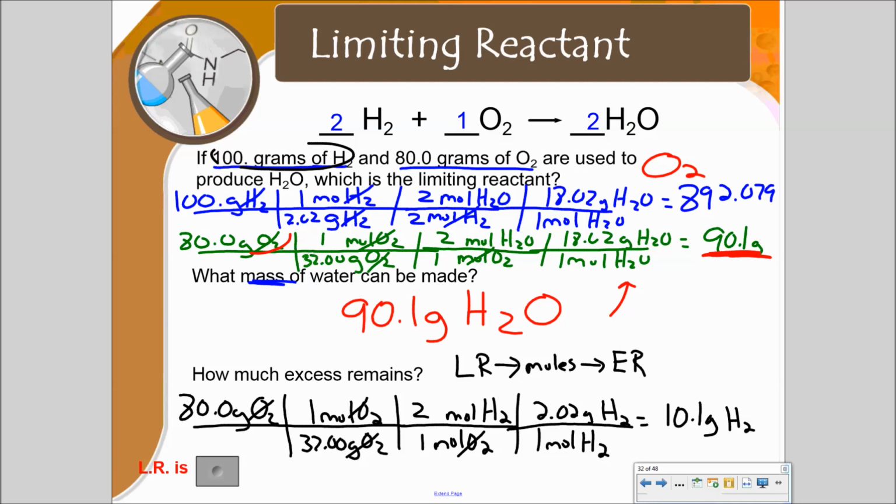But that's not our excess. That is what is used up. So to find out how much we actually have, we started out with 100 grams. We used 10.1 grams, and so what we have left is 89.9, which is 90 grams, using proper significant digits, because with subtraction, we just look at the number of places beyond the decimal. So the answer here is 90 grams. So we go from our limiting reactant, convert to moles, get to our excess reactant, and then we will need to subtract.